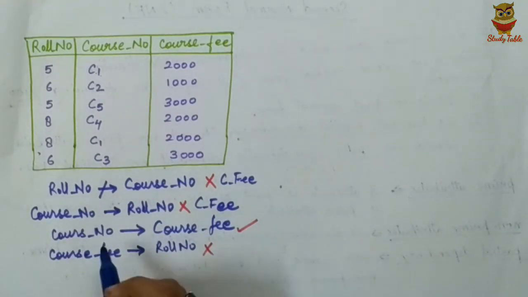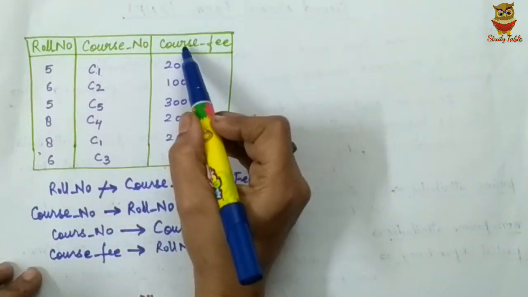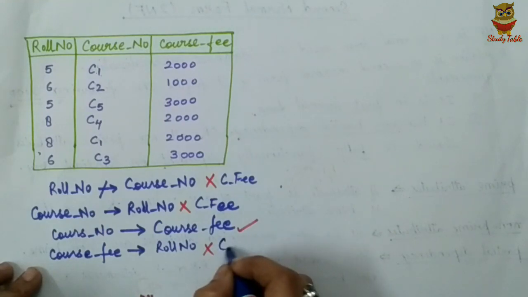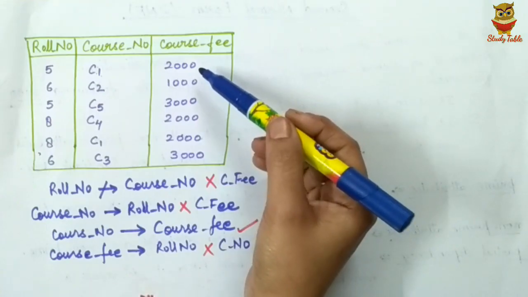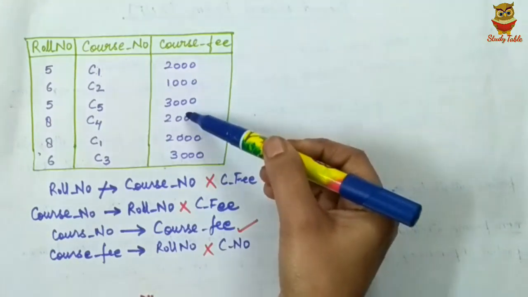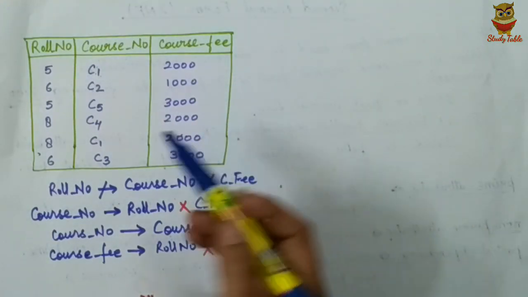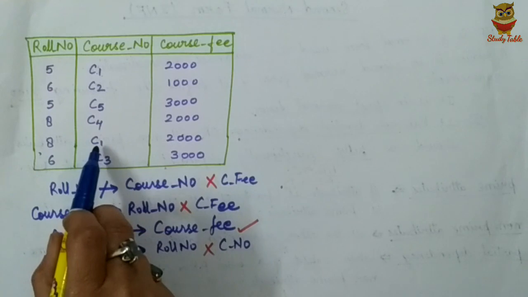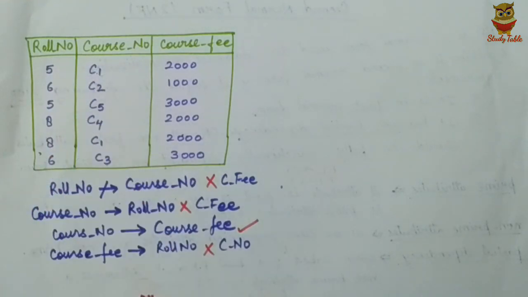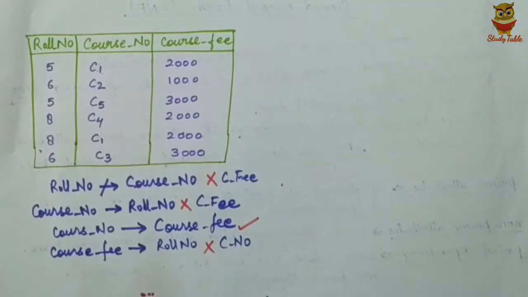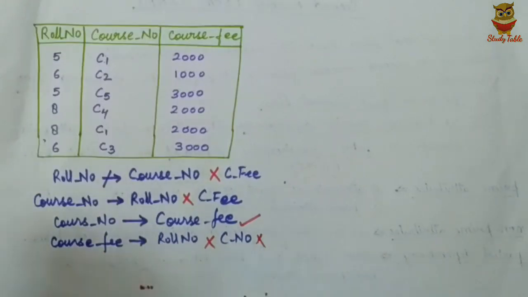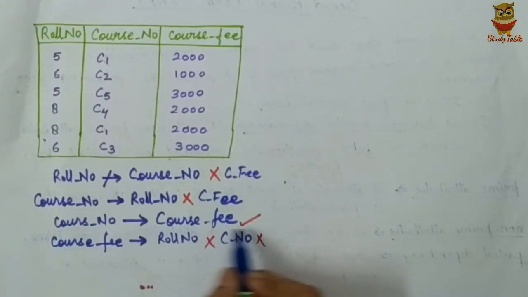Let me check the other attribute, sorry, does course fee identify course number? That is three times 2000 here. Am I getting a single value for 2000? No, I am getting different values, C1 and C4. Thus, it is not uniquely identifying. This FD does not work. So till here, we have found only one FD, that is, course number uniquely identifies course fee.